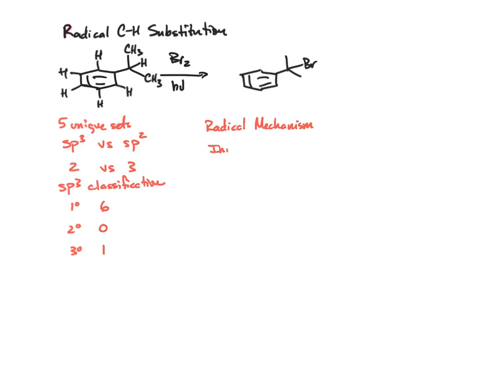So again, the first thing that happens in a radical reaction is initiation. So the molecular bromine is going to cleave homolytically. So the fish hooks indicate of the 2 electrons in this bond, each bromine gets 1 electron. So we form a bromine radical, 2 bromine radicals. Step number 2 is the first propagation step.